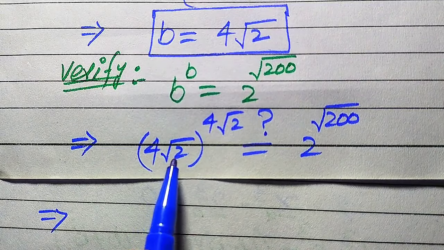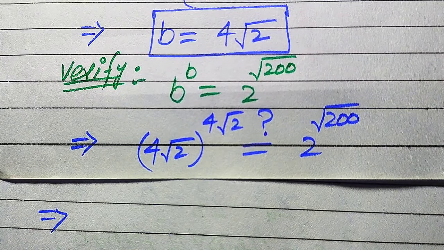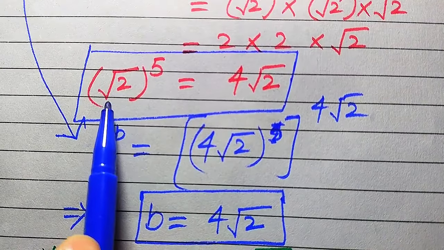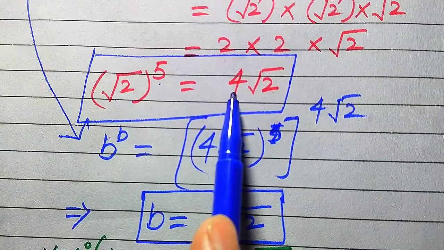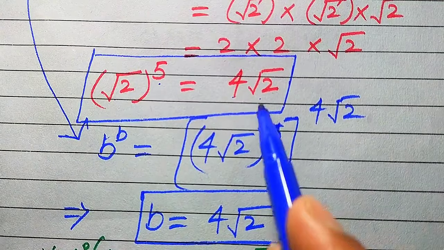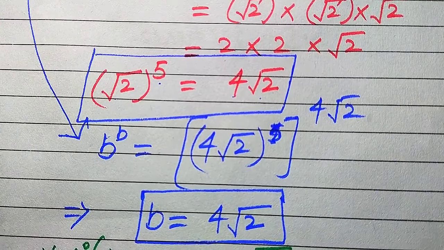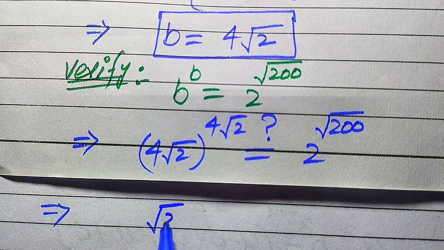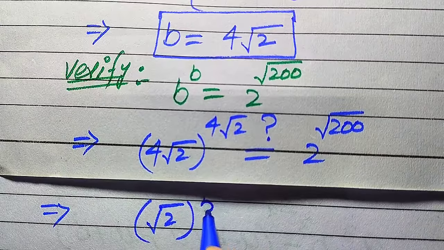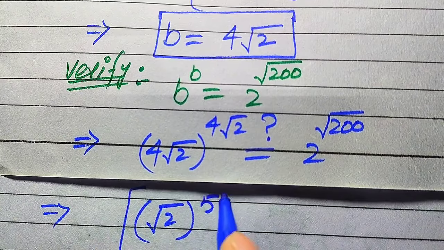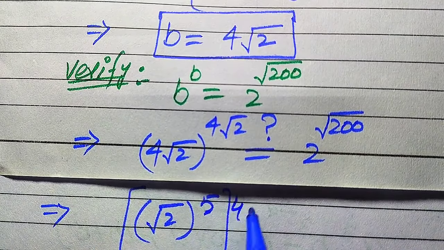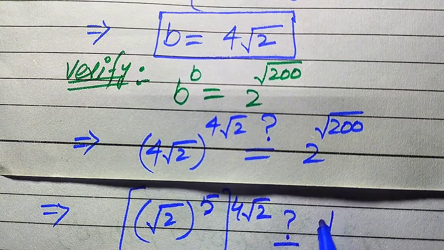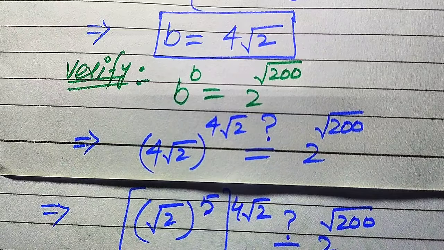We need to focus on the base of this term, and here we move backward, and you see that we have square root of 2 to the power of 5 equal to 4 times square root of 2. So we use this value here. We substitute the base of this term as square root of 2 to the power of 5, and its whole power is 4 times square root of 2, and we will check whether this equals 2 to the power of square root of 200 or not.